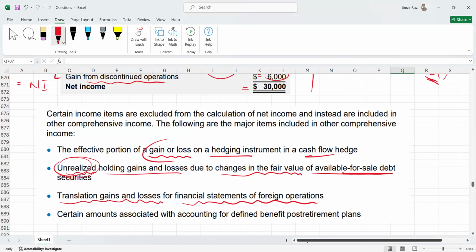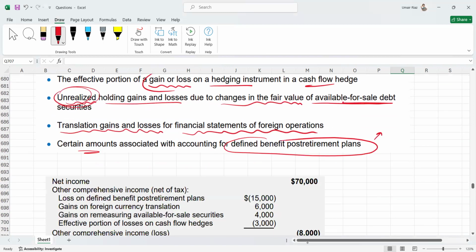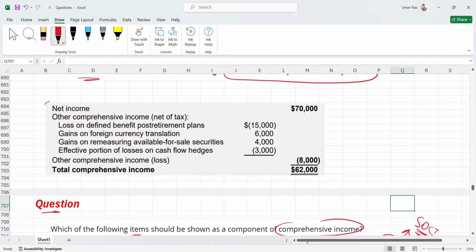Then certain amounts associated with defined benefit post-retirement plans. This is actually relevant to pensions. These values will also go to the OCI. So these are the four items in OCI. Please remember here, if you take net income plus or minus OCI items, this is called total comprehensive income. So net income plus or minus OCI items equals comprehensive income.